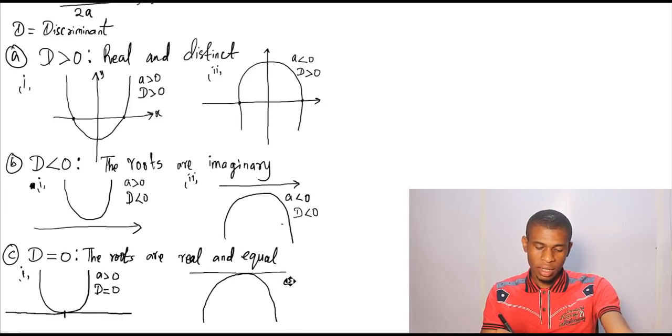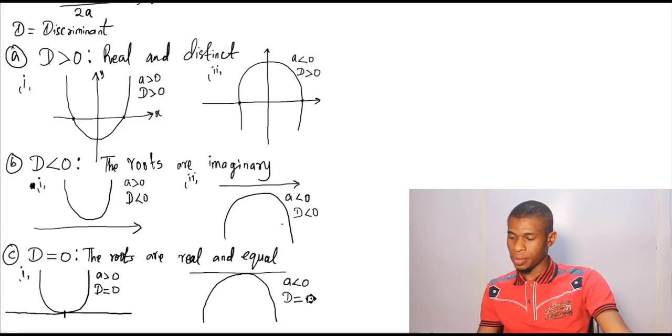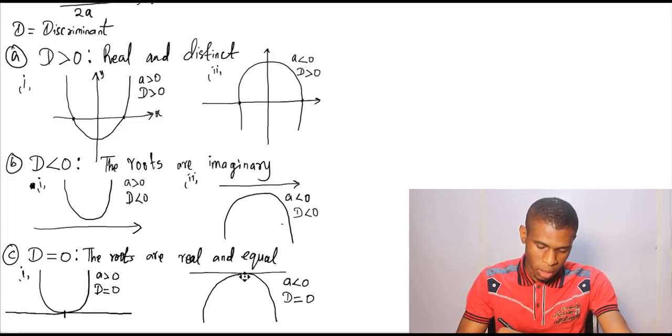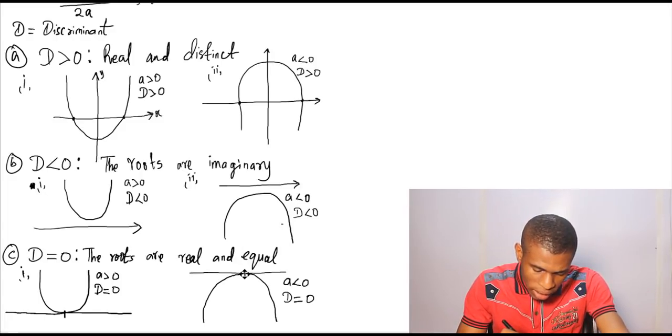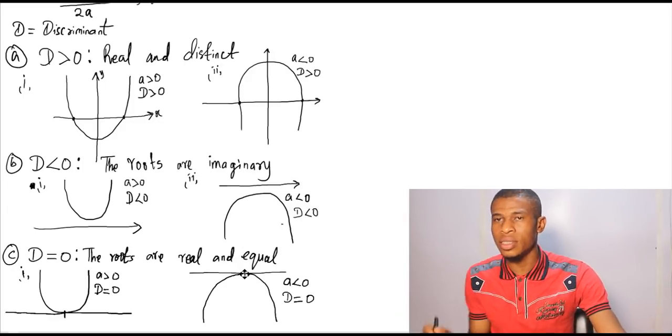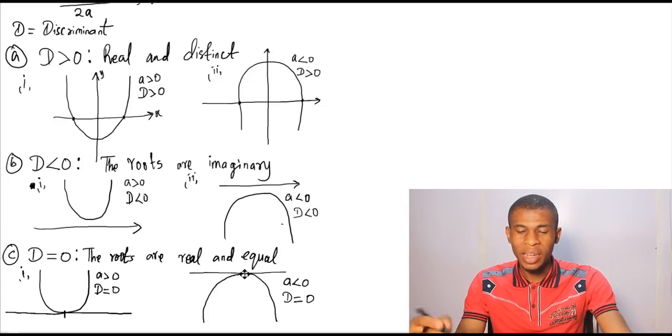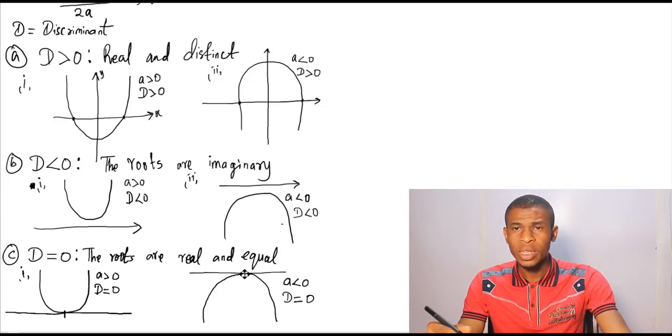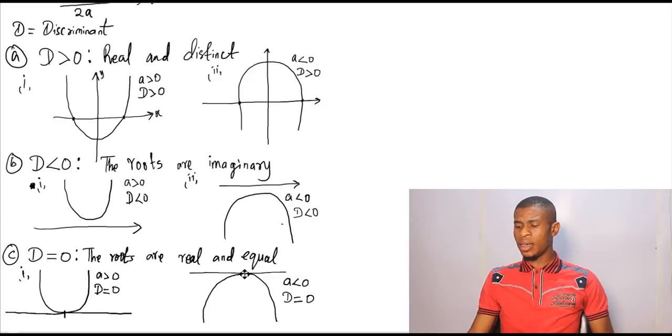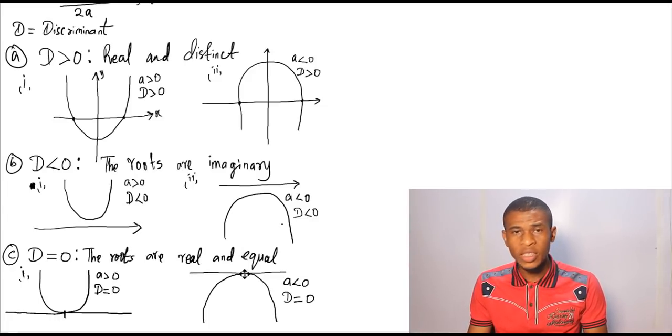In this case, for you to curve any form, we have that A is less than 0, but D is equal to 0. You can see it cut the x-axis at only a point. Only a point.